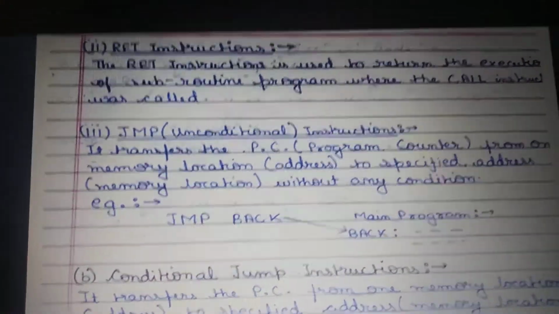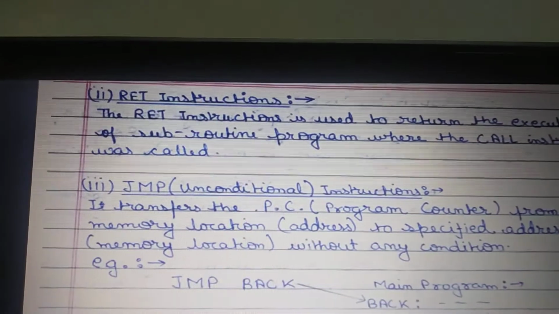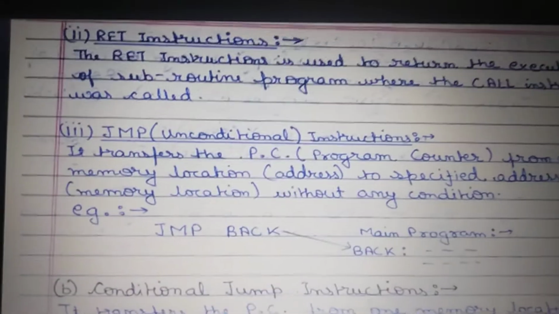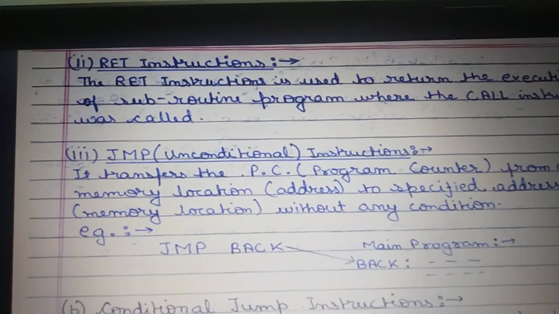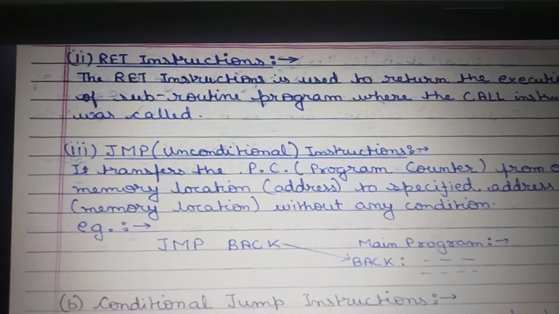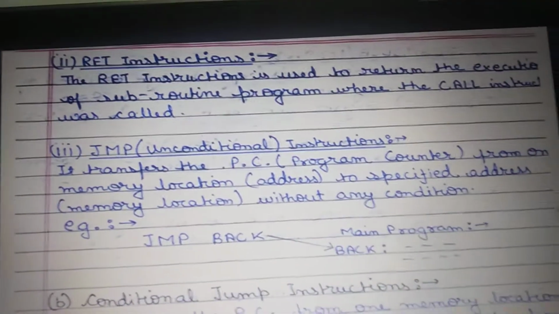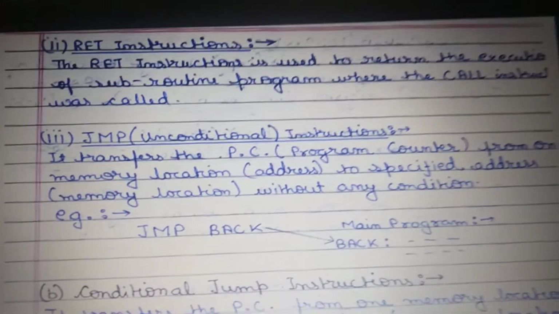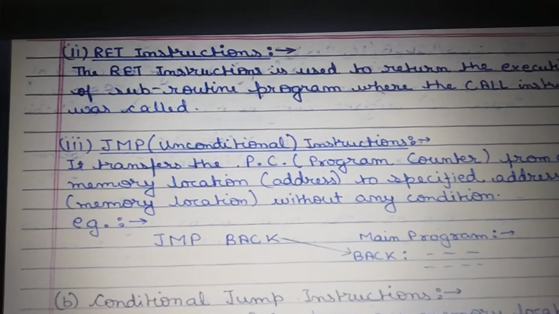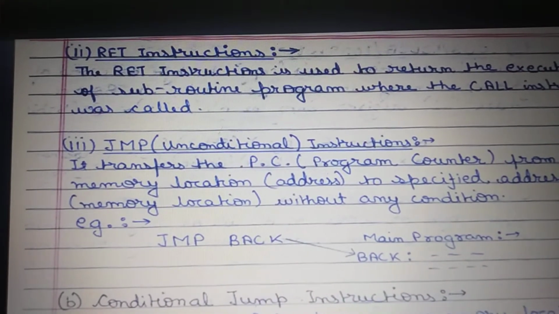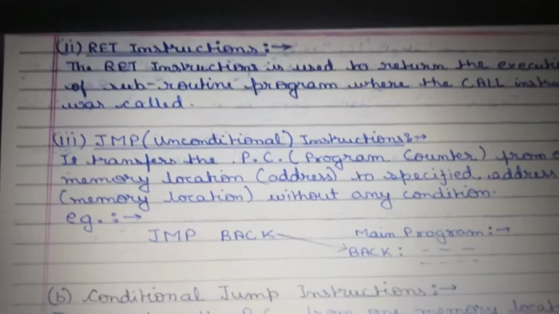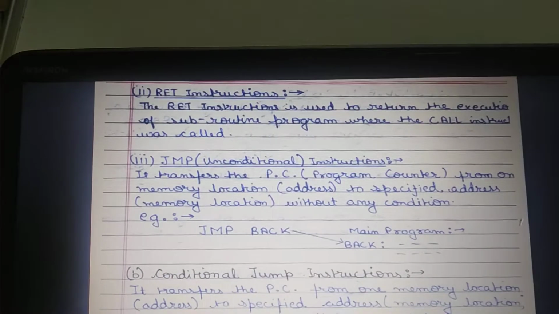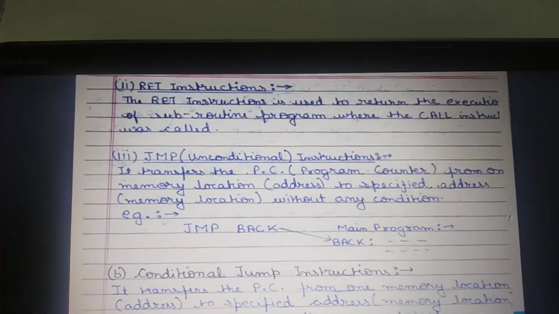Along with the call instruction, there must always be a return instruction. After the execution of the subroutine program, the program control has to return back to the main program. For that purpose, at the end of the subroutine, there must be a return instruction. Now, the third unconditional instruction is the jump instruction. It transfers the program control to a memory location mentioned along with the jump instruction, and it is an unconditional jump instruction.